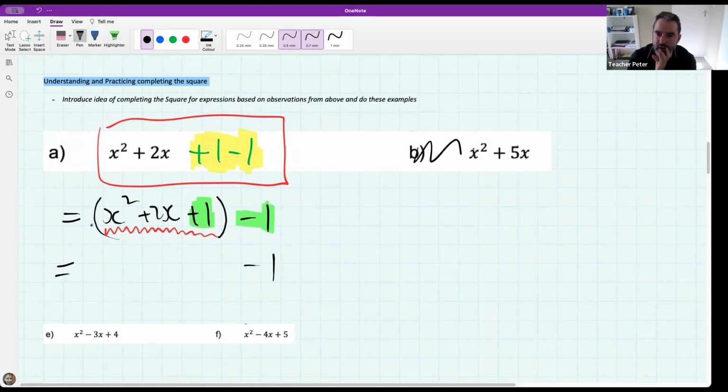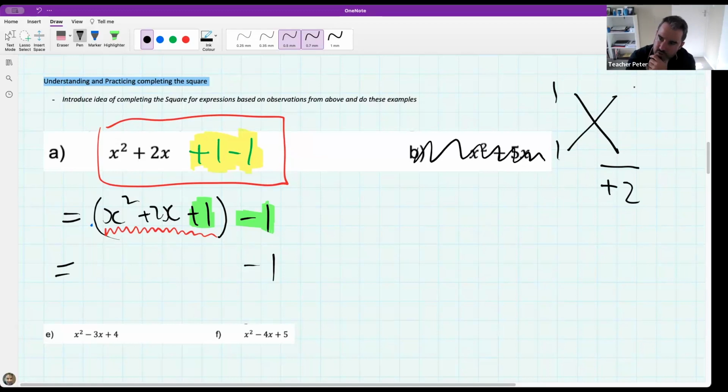We'll leave this one for now. So I put a +2 there. What do we think is going to go in the blocks? I want someone in my class to tell me what is going to go in the blocks. Who is willing to share their knowledge and wisdom with us? Pop your hand up and then I can.